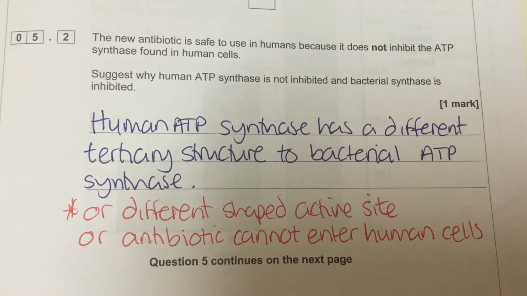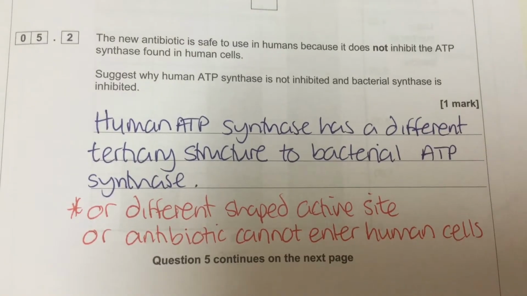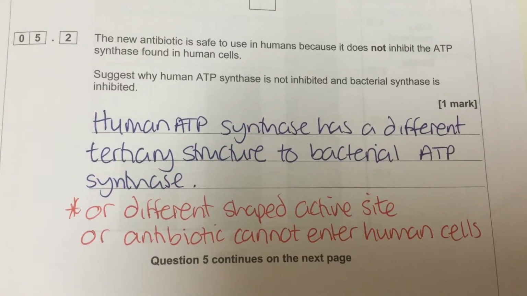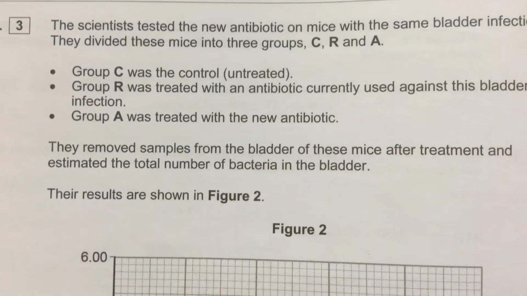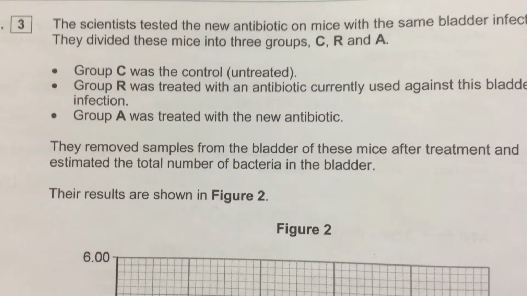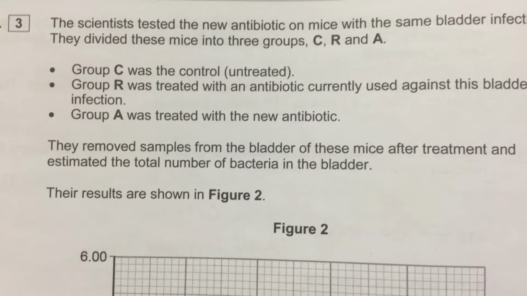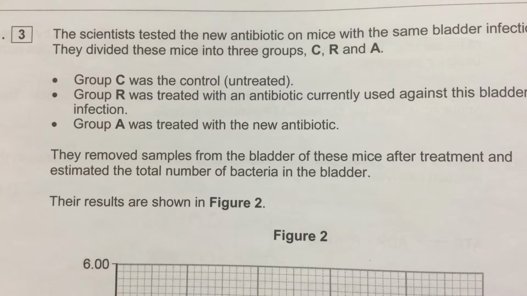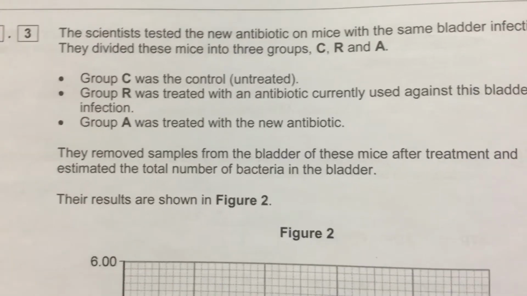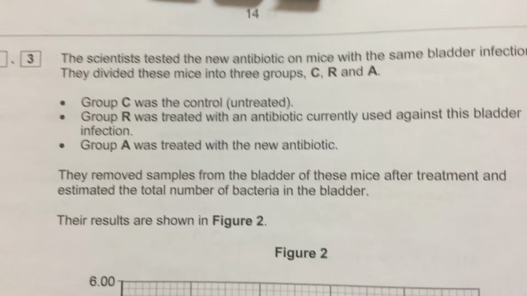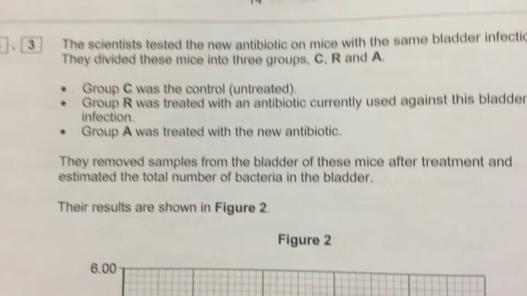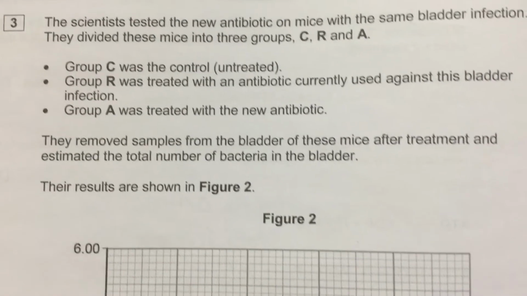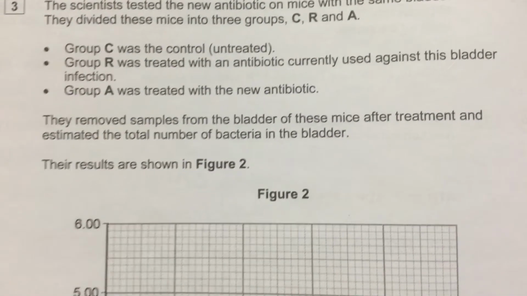We could also mention that it's got a different shaped active site, or the fact that the antibiotic can't actually enter the human cells. If you remember, this is one reason why antibiotics are of no use to viruses, because viruses live inside cells. Moving on to the next question, the scientists tested the new antibiotic on mice with the same bladder infection. They divided these mice into 3 groups, C, R and A.